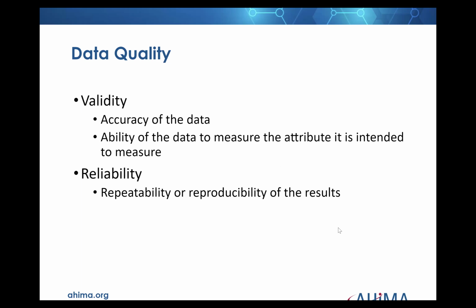So to put it into an example, if we have a blood pressure machine that doesn't give you the same readings for the same observation, meaning the blood pressure, each and every time, it's really not reliable. If we're looking at a blood pressure cuff's ability to measure blood pressure, that is its validity, if you will.